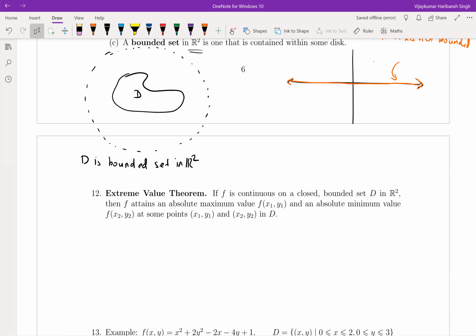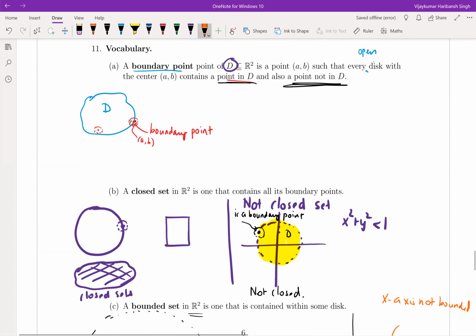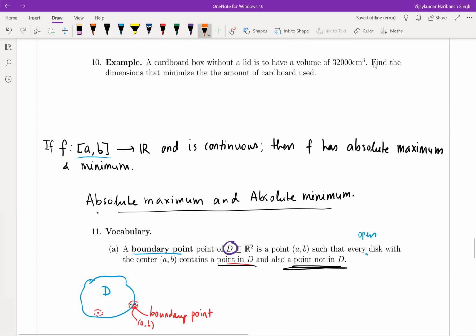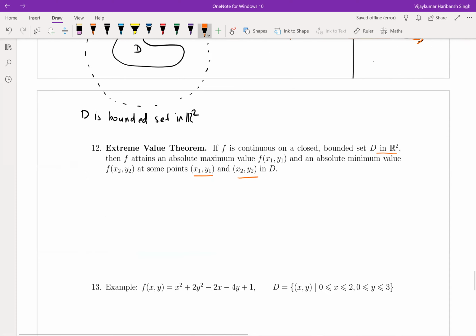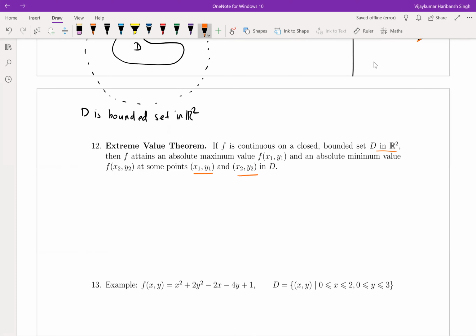All right, so now we are ready for the version of the extreme value theorem for functions of two variables. Let f be continuous on a closed bounded set D of R2, then f attains an absolute maximum and absolute minimum at some points (x1, y1) and (x2, y2) in D respectively. So this is the extreme value theorem. Note that the reasonable generalization of a closed interval in functions of one variable is basically a closed and bounded subset in R2.